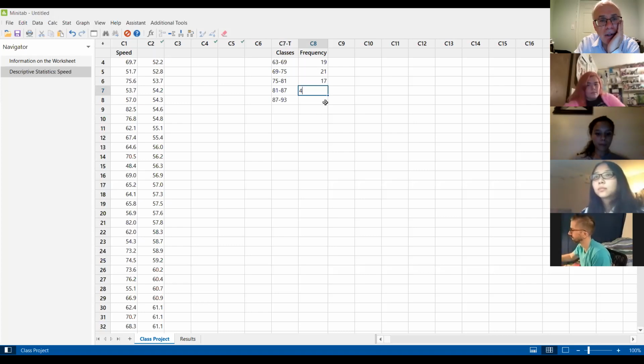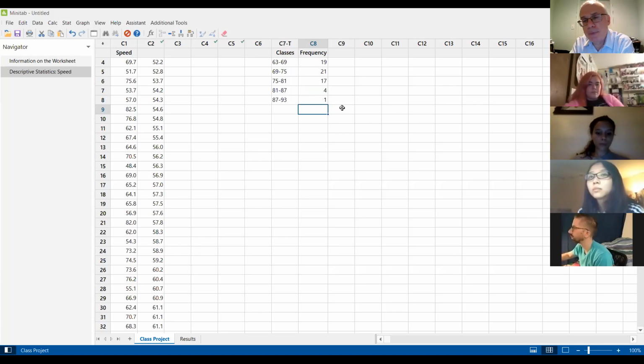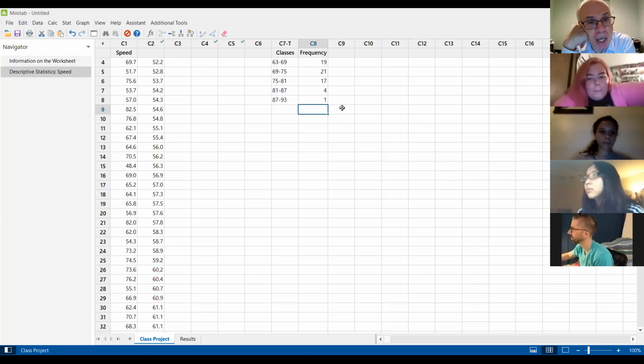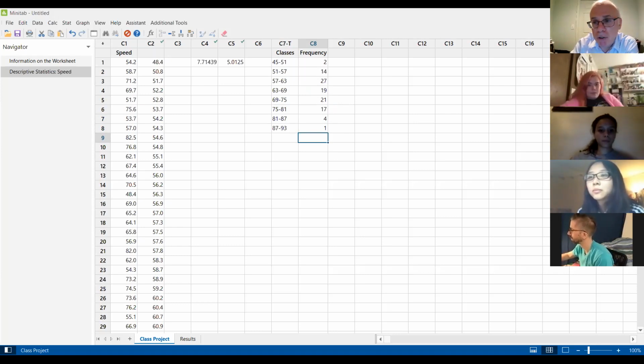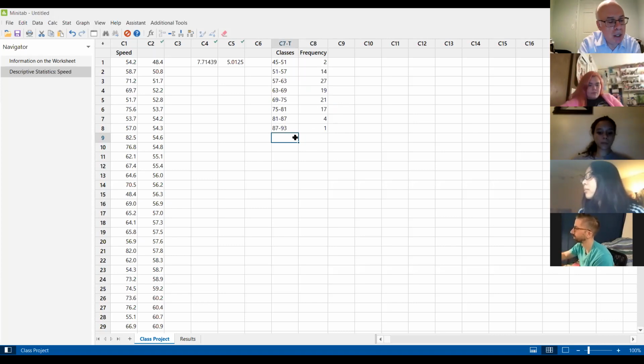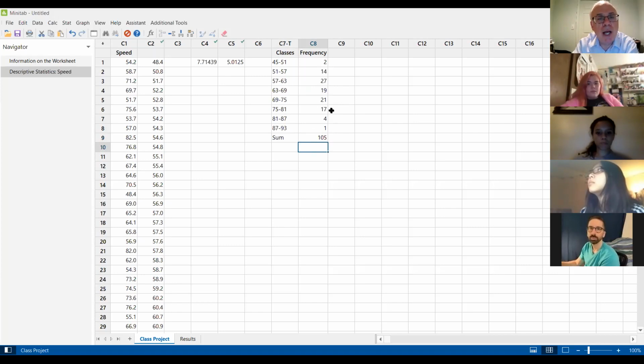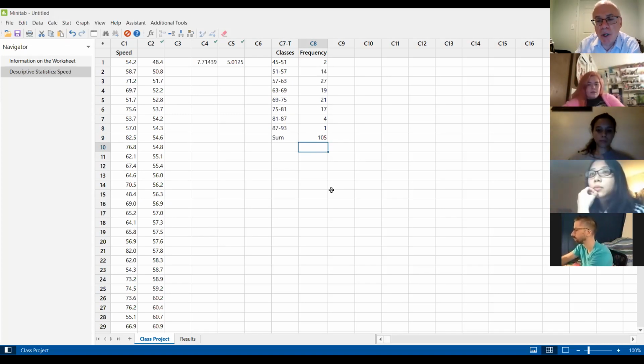And there's only one, that's 87 to 93. Now these frequencies should add up to what? 105. That's right. If you counted correctly, the sum should be 105. I'll put the word sum there, 105. If we added these, it would be 16, 43, 62, 83, 100, 105. Everybody see that? Adds up to 105.